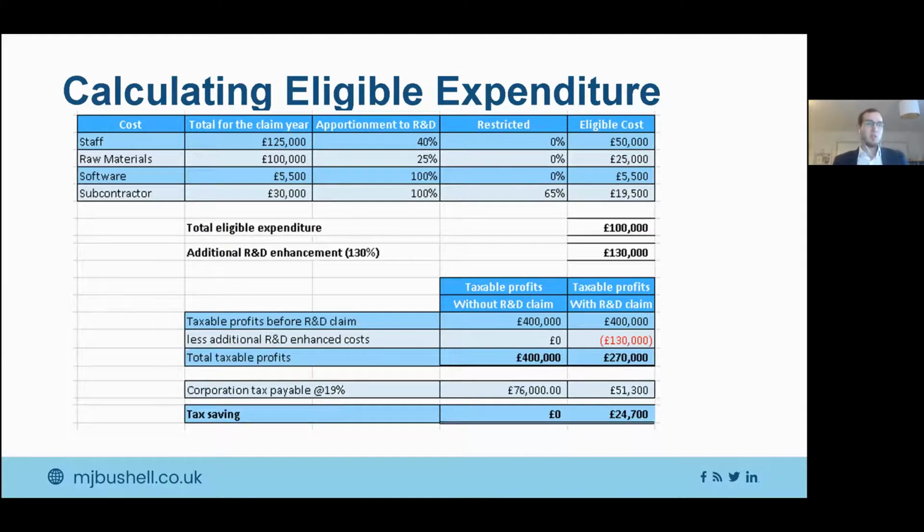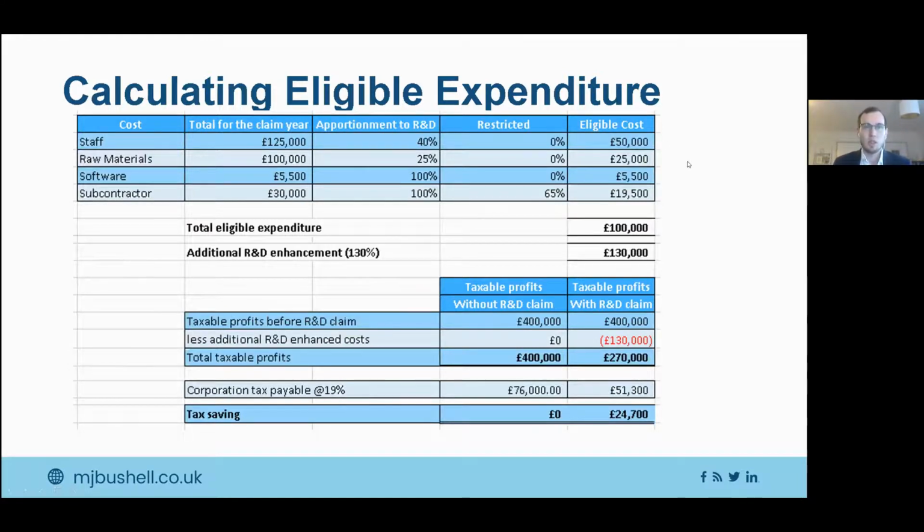Now we're going to move on, lastly, just to run through some calculations to give you an idea of how the tax relief works and how much you can benefit from making an R&D claim. So you'll see here that we've got up top a few qualifying costs that we've identified. So the first row, we have staff costs of £125,000, and we've identified that 40% of that time relates to R&D projects, qualifying R&D projects. So that equals £50,000 eligible R&D costs.